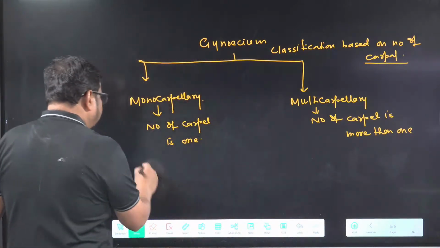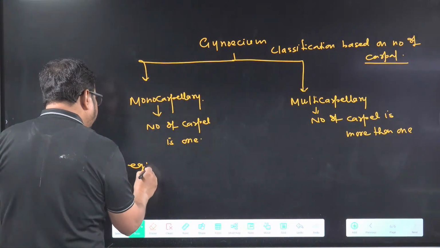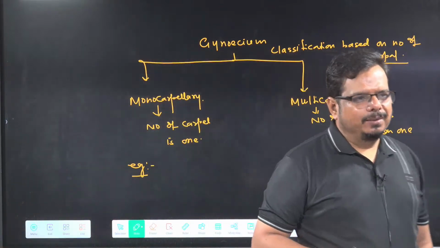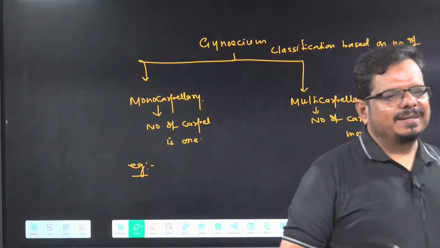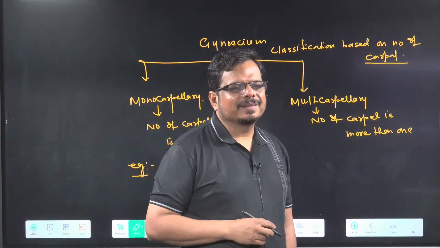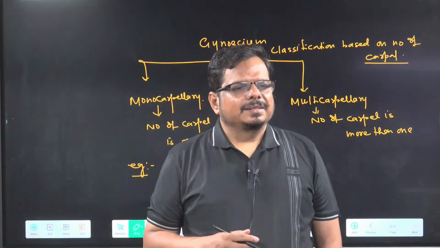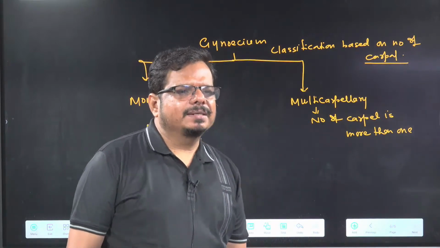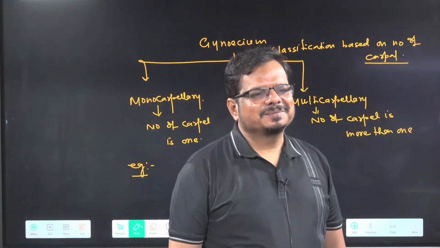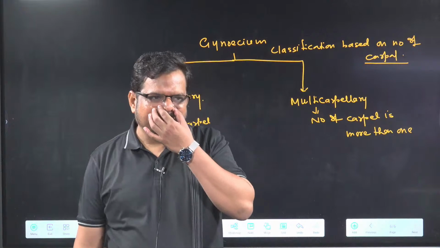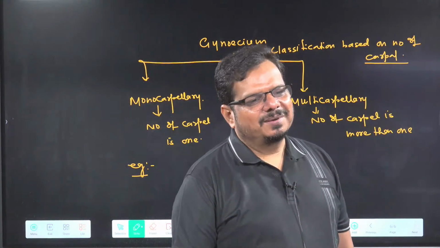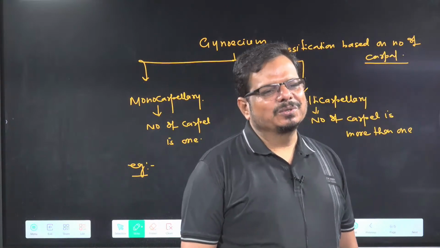Now can anybody tell me an example of monocarpellary? I am waiting for your answer. You can do it. Tell me the example of monocarpellary. Please carry on. So, a member of family Fabaceae. Is China rose monocarpellary or monoadelphous? Or both?